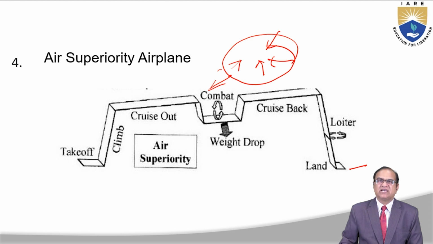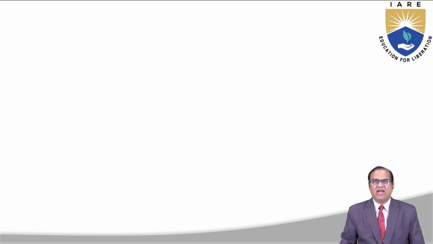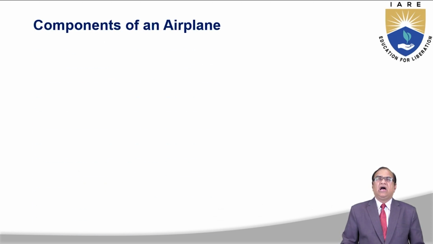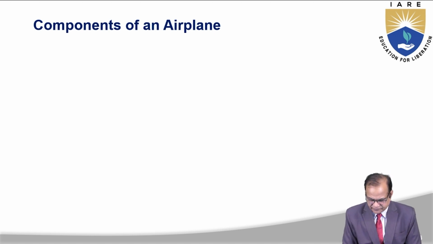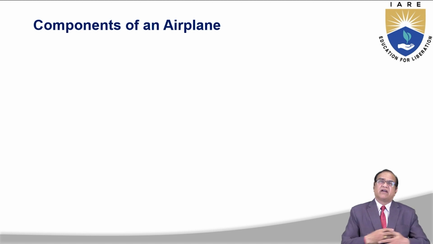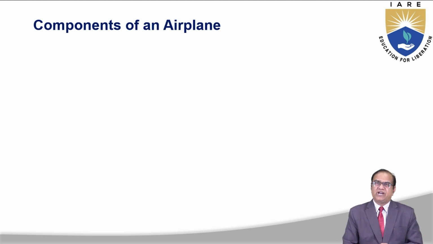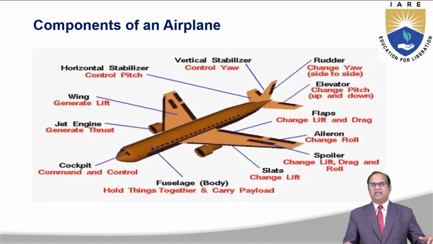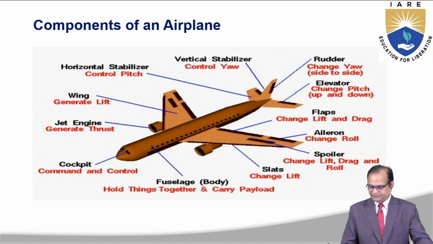So we have discussed four types of mission profile here. Now I am going to discuss the components of an airplane. We know that the airplane is made of a number of components, and every component has its own function and purpose. So we will be discussing each component of the airplane. It is very essential to understand the function of each and every component of the aircraft. So I am displaying the components here.